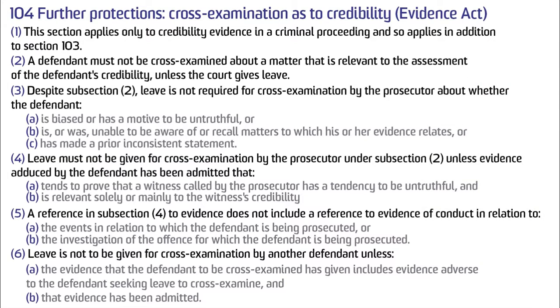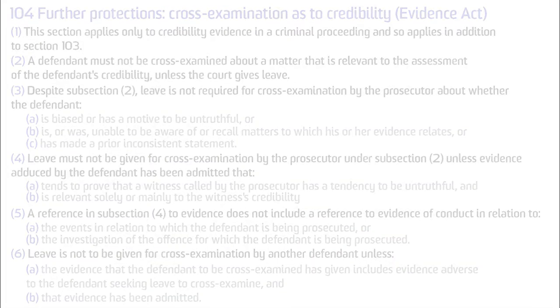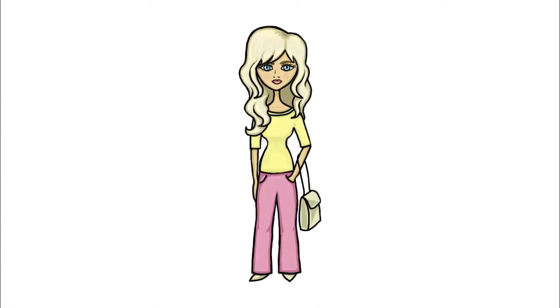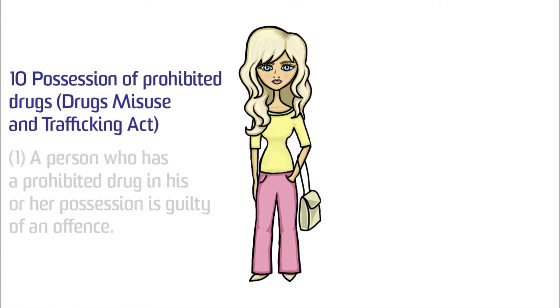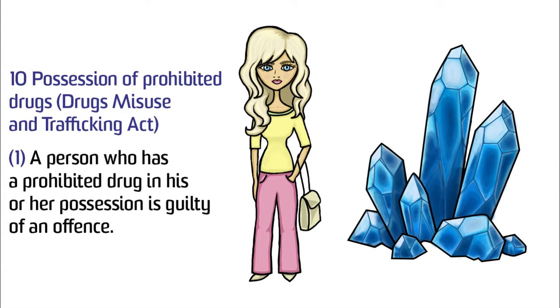But what about Section 106? Where does that come into play? Well, let's take a look at another example. Say hi to Ruby. Ruby has been charged with the possession of a prohibited drug under Section 10 of the Drug Misuse and Trafficking Act.